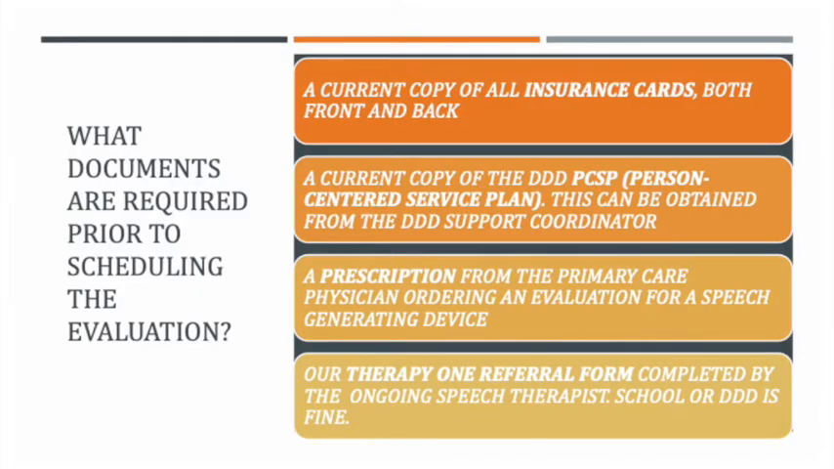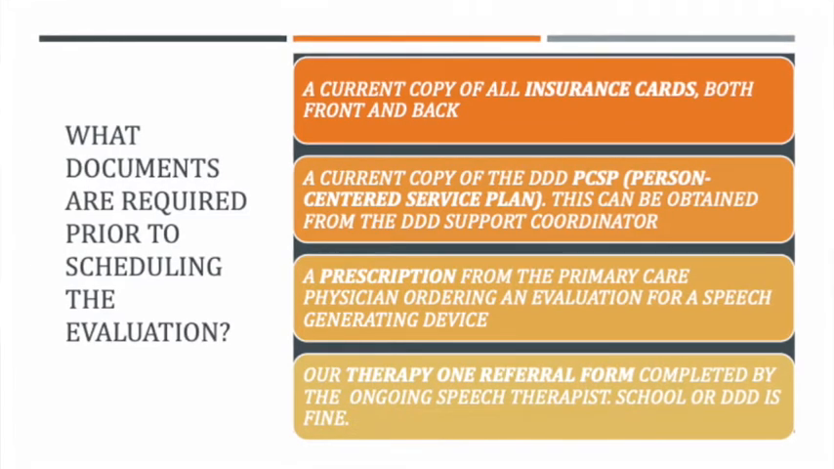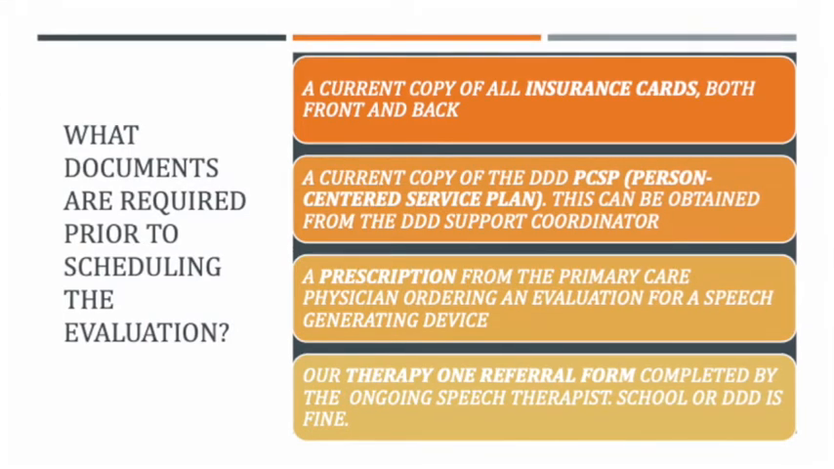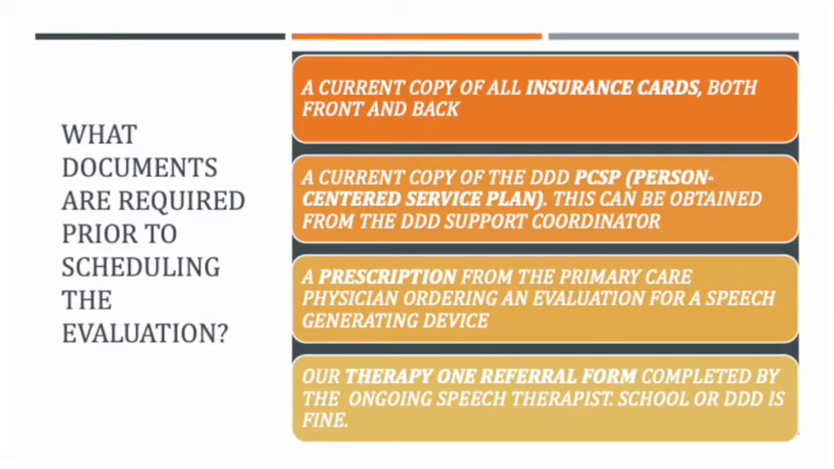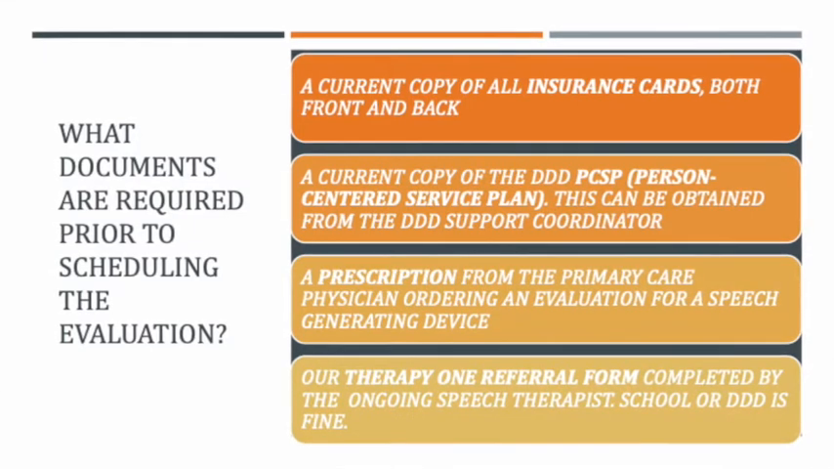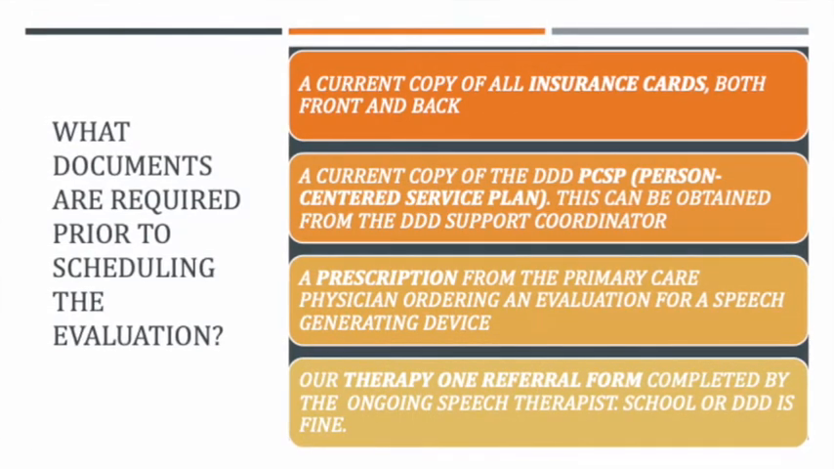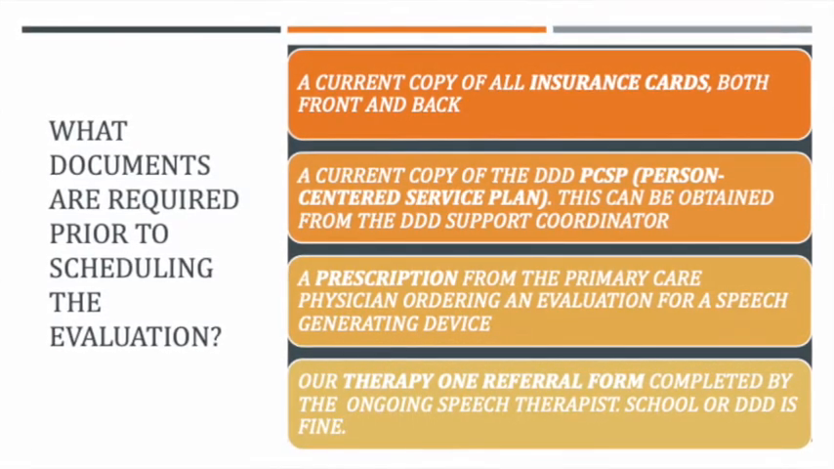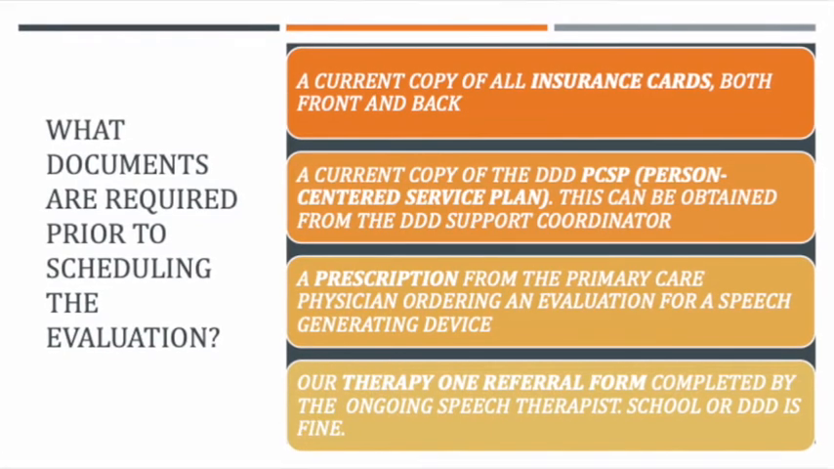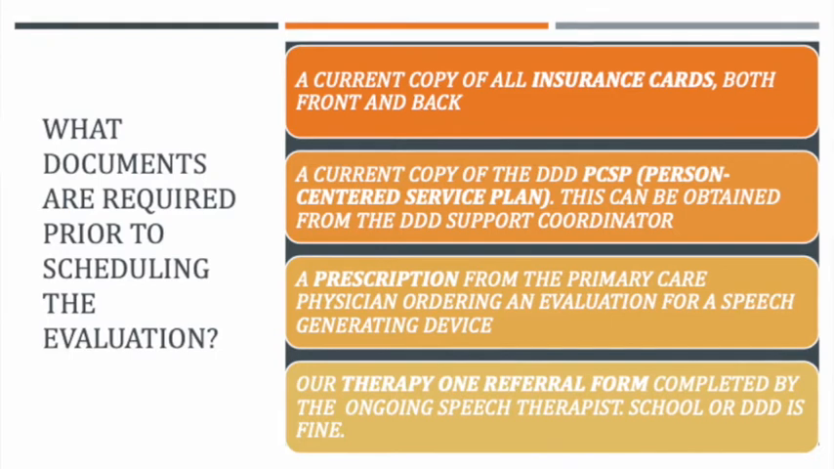With regard to contacting an agency, Therapy One in particular requires essentially 4 documents in order to proceed with an evaluation for a speech generating device. The first item will always be a current copy of all insurance cards front and back. The second item will be a current copy of what's called the PCSP. That's the Person-Centered Service Plan. Essentially, it's that 90-day planning document that the support coordinator and the family go over together. Typically, a family will have a copy. If not, the support coordinator can always send that to us directly, or send it to the family, who would then send it to us.